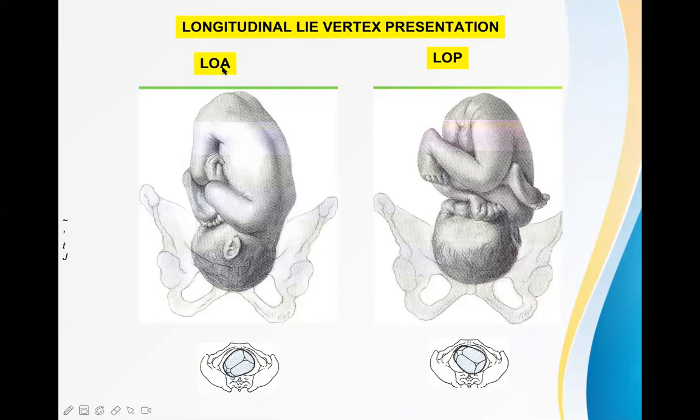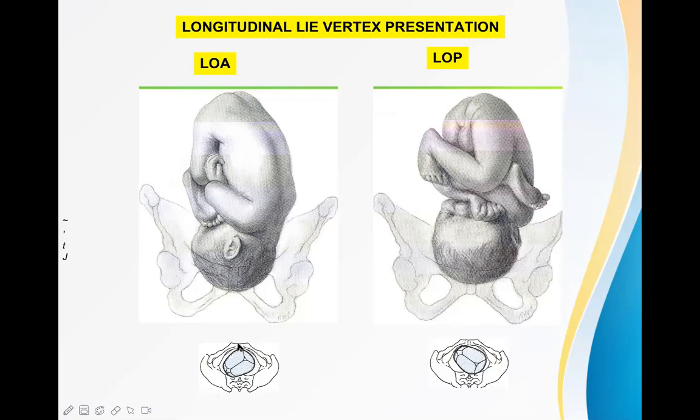Left occiput anterior. Now, where is the occiput here? Occiput is always present on the back side. Okay, here is the occiput. This is the left side, so it is facing the left. So it is very easily known by this picture. Here is the occiput bone. This is the left side. So left occiput anterior, and this is the anterior.